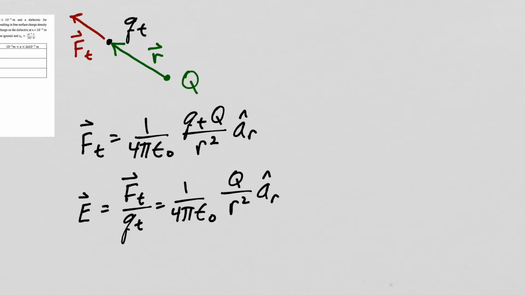We can define the electric field intensity associated with Q by dividing both sides of our Coulomb's force law by Q sub t. So if we put some charge anywhere, we can find the force on that charge by multiplying it times the electric field intensity at the point of the charge.